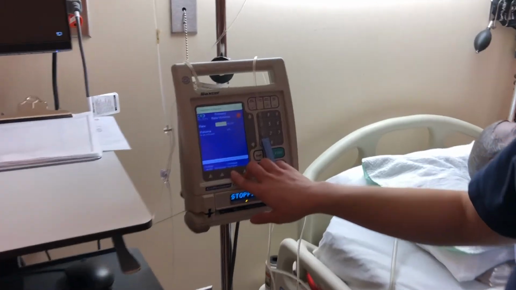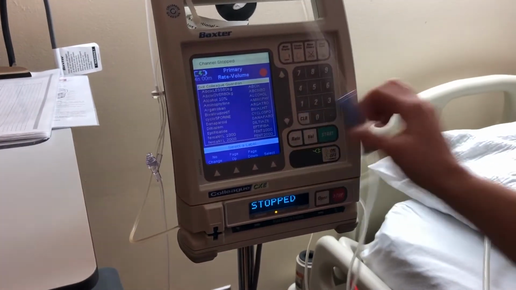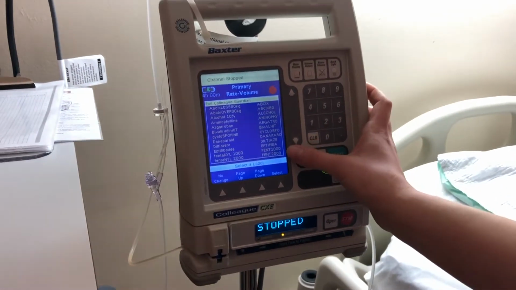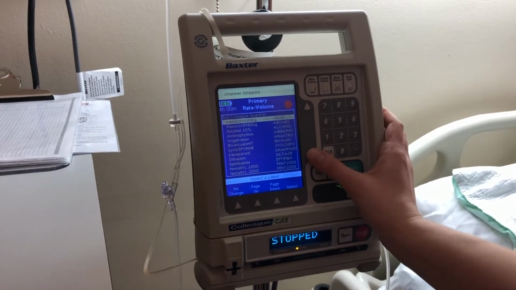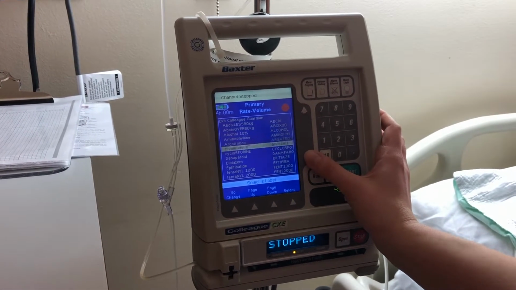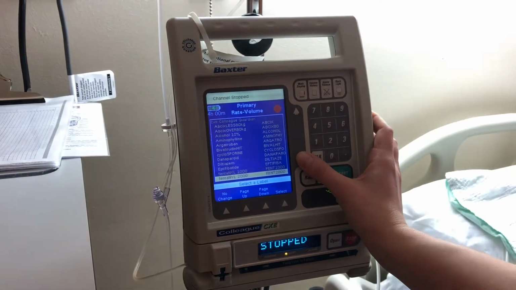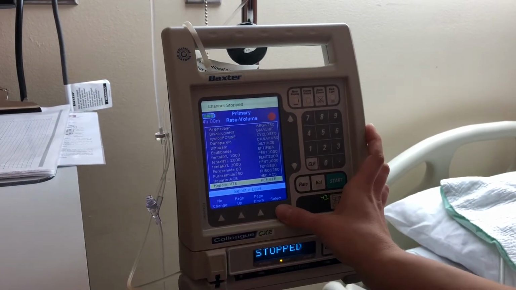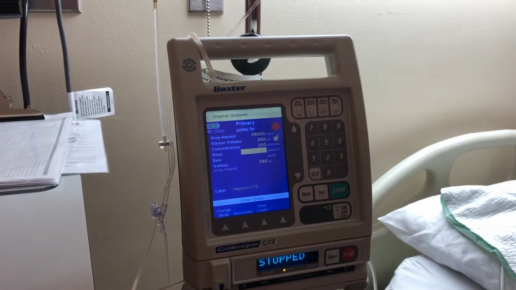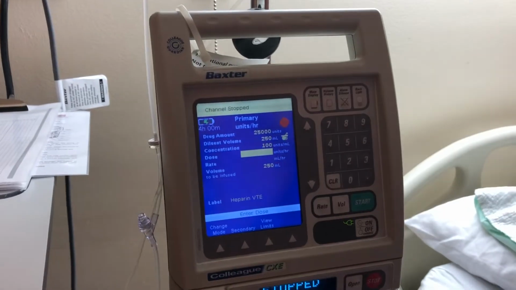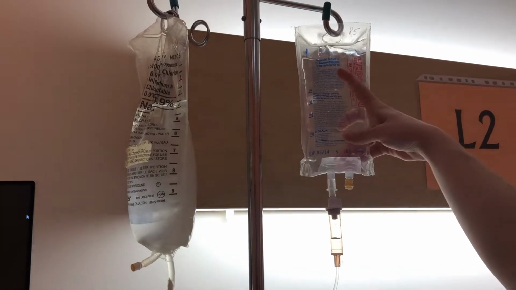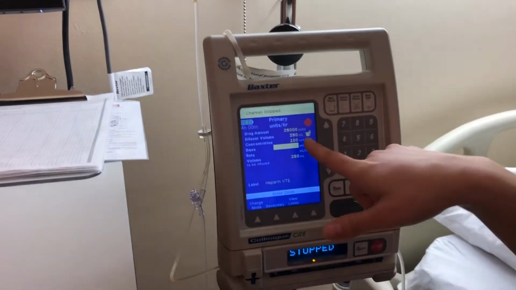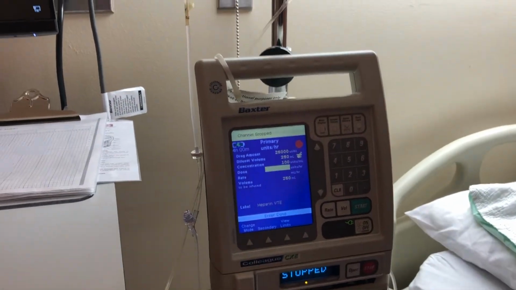I'm going to press Guardian. And it is for heparin venous thromboembolism because my patient has a DVT. So I'm going to go down to heparin VTE right here and press select. My drug amount is 25,000 units, and that's what's in my bag here. A diluent volume is 250 ml, which it is right here. My concentration is 100 units per ml, which I've already noted up here.